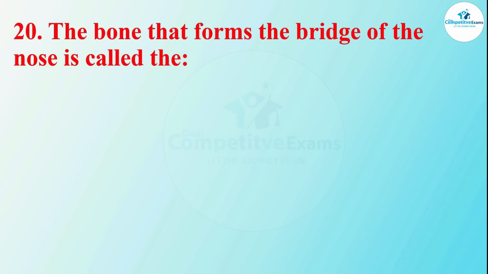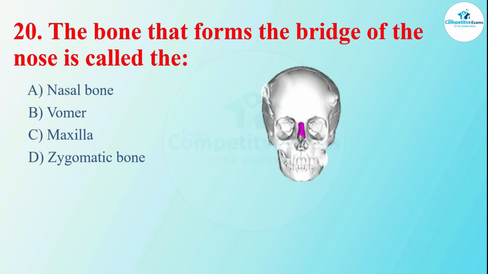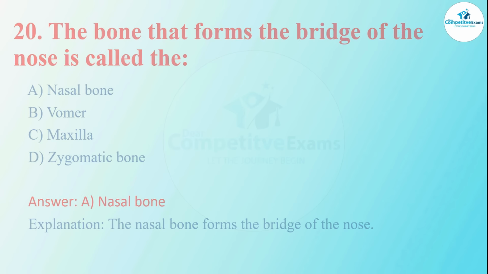The bone that forms the bridge of the nose is called as. What do you call that bone that forms the bridge of our nose? The options are nasal bone, vomer, maxilla, zygomatic bone. The right answer is nasal bone. Okay, let's move on to question number 21.